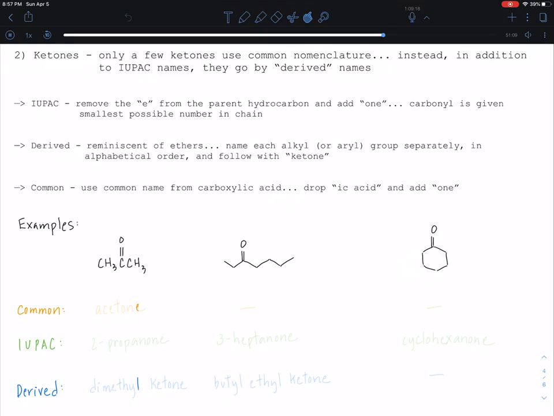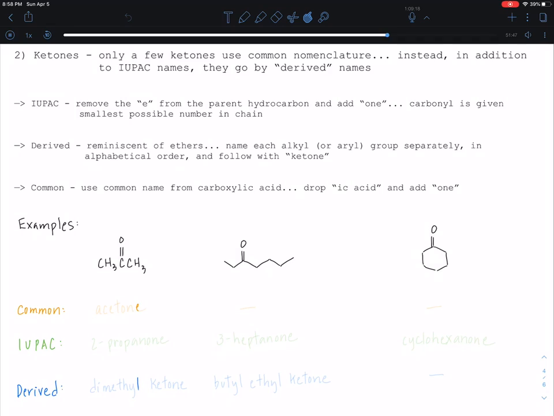So starting off with this little one down here, it's got 3 carbons. The carbonyl is in the middle, so it's on the second carbon, right? So that's going to matter for IUPAC nomenclature. With common nomenclature, we're going back to the common name for the carboxylic acid that would have, in this particular case, 2 carbons, right? And then the R group off to the other side is just simply a substituent. So this common name would have been named after acetic acid. We're dropping the ic acid and we're adding -one.